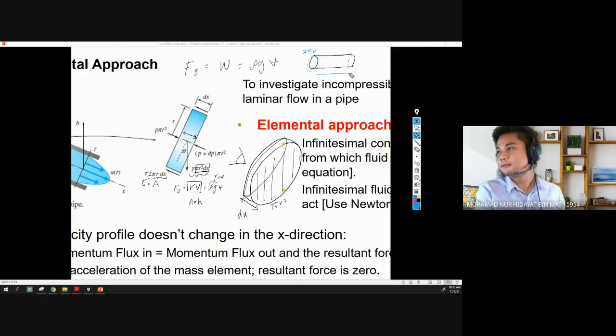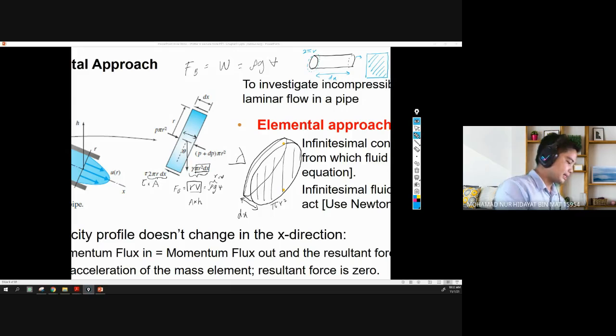For example, from here to here is dx. What are you gonna get? Circumference multiply with dx. What is this? Surface area. So from this, you try to open it, it becomes the surface area.